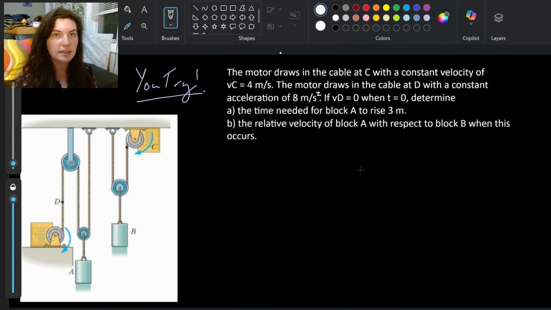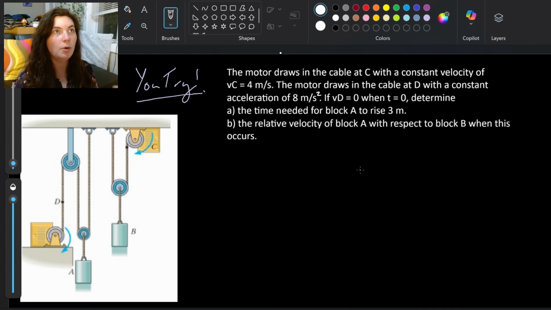All right, I've got one last problem for us today, and I really want you to try this one on your own before we walk through it together. This is going to combine what we did in the last lesson with the pulleys and absolute motion with this new concept of relative motion that we've been talking about in this video.